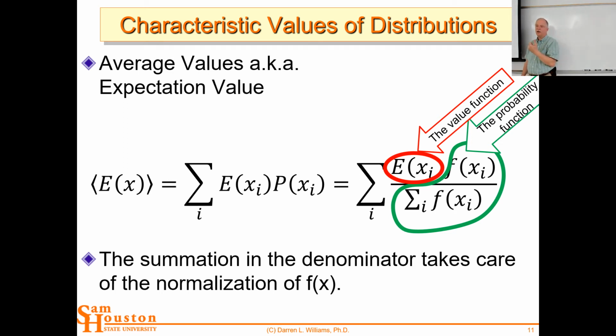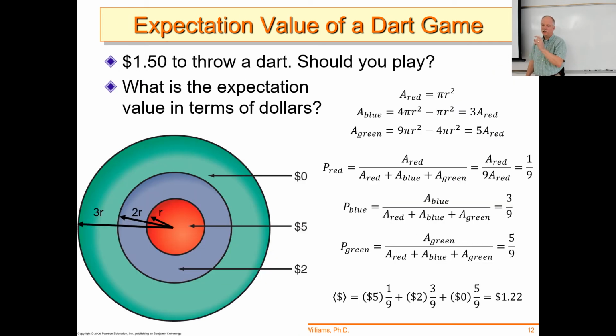Let's do an example. I know you're writing these equations down, but they are in the notes, and there's a lecture online so you can capture it later. So let's look at a carnival example. You go up to the carnival guy and he says, hey, pay $1.50 to throw a dart, but look here, you could win $5 if you get it in the red zone. You could win $2 if you get it in the blue. So it looks pretty big.